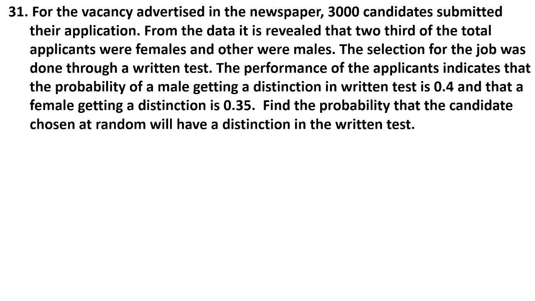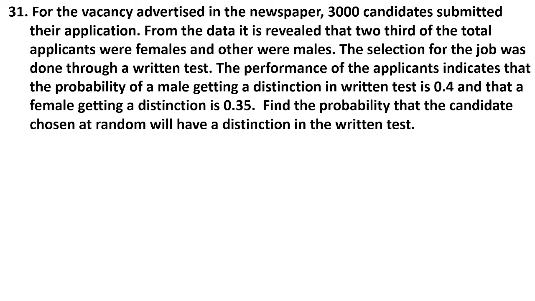Question number 31. 3000 candidates submitted their application. 2/3 are female, others are male. Written test. Performance given that male getting distinction 0.4, female getting distinction 0.35. Find the probability that the candidate chosen at random will have a distinction in the written test.